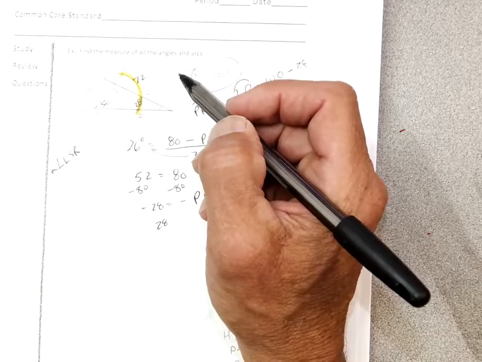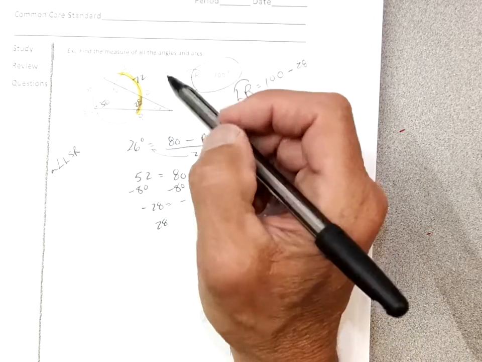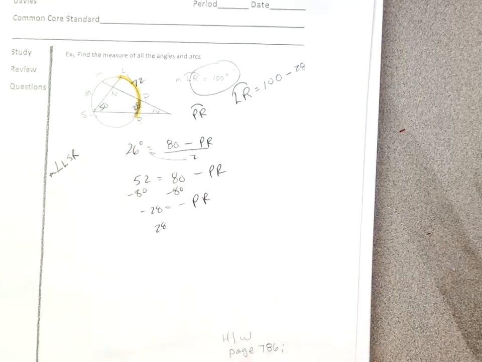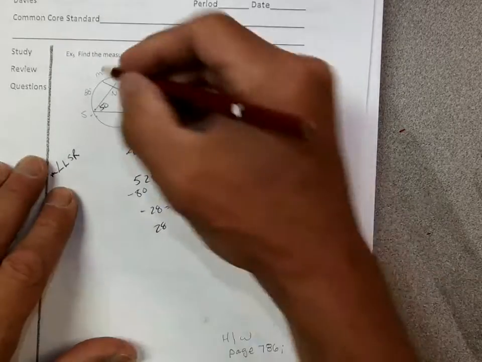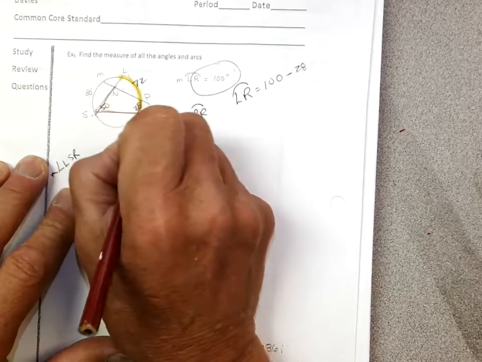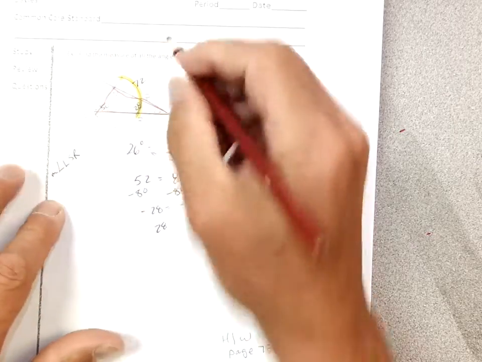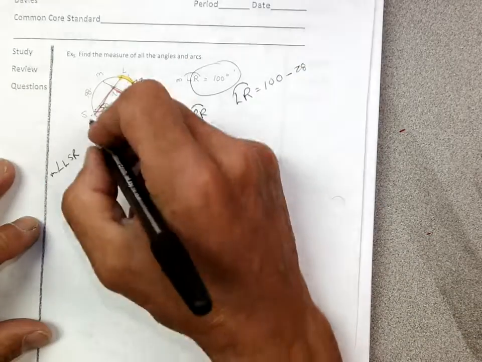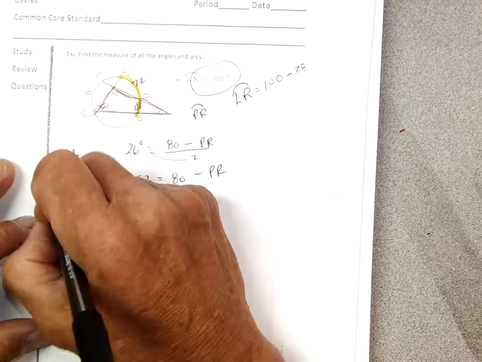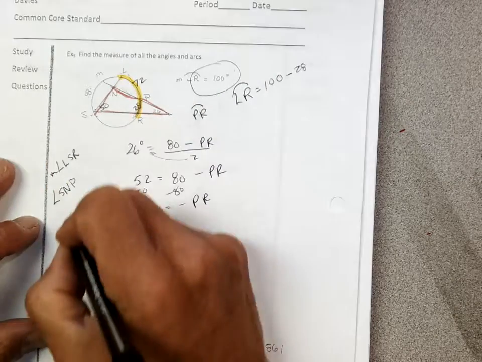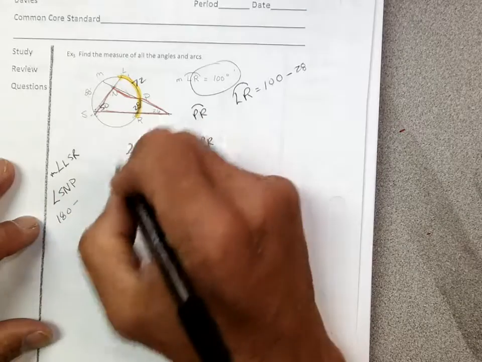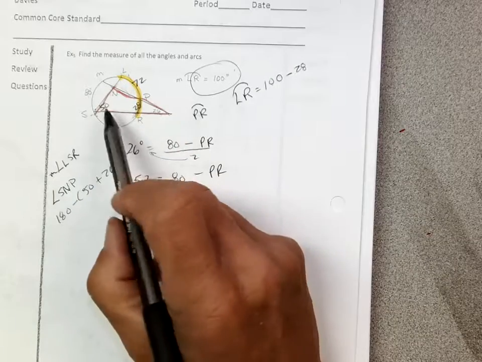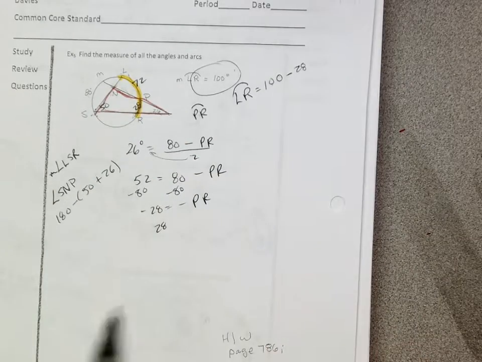Can I find anything else? Angle N. How am I going to get angle N? I got a triangle, right? Okay, I can find angle N because I got a triangle. You guys see our triangle there in red? That's a bad looking line. So let's find angle N, which is really angle SNP. Let's see, I'm going to go 180 because it's a triangle, minus my 50 plus my 26, right? See my red triangle? That plus that angle has to equal 180, right?